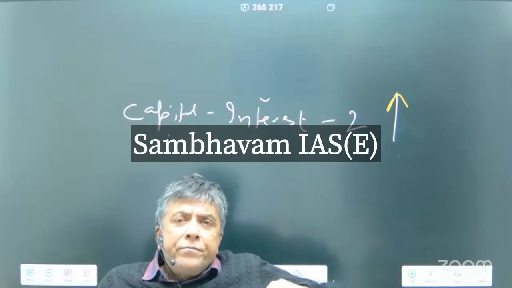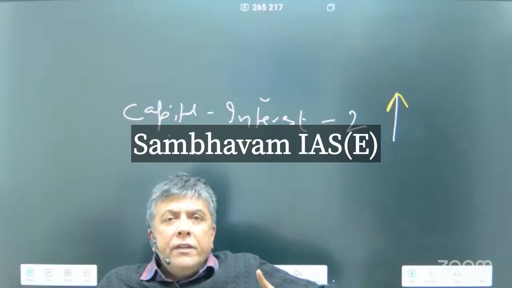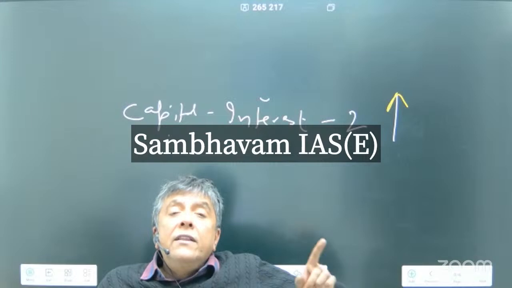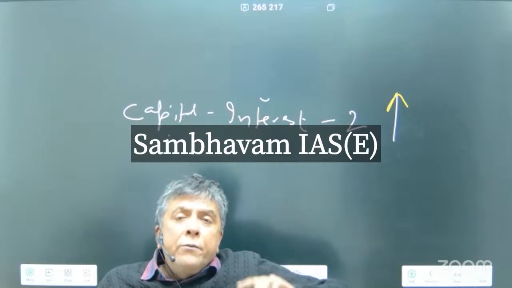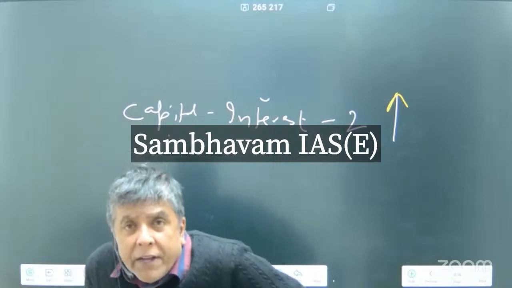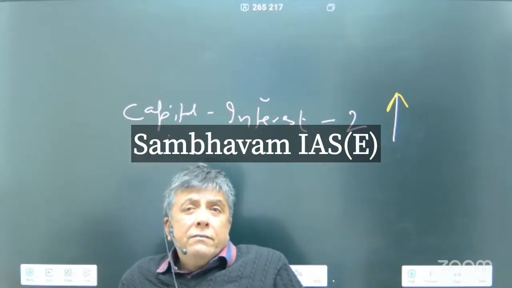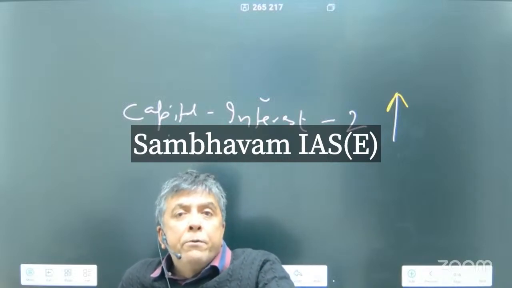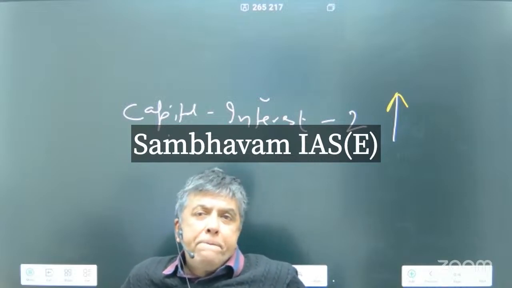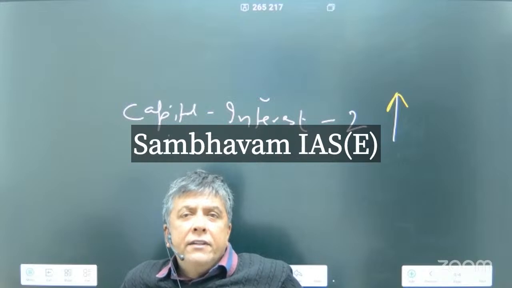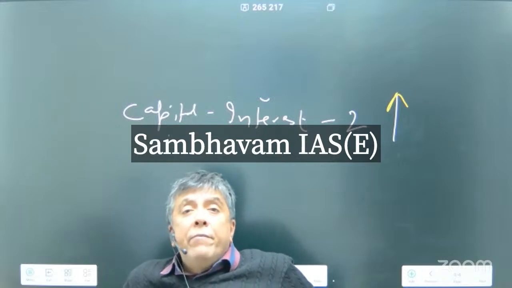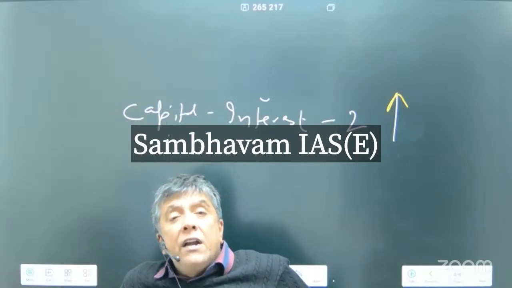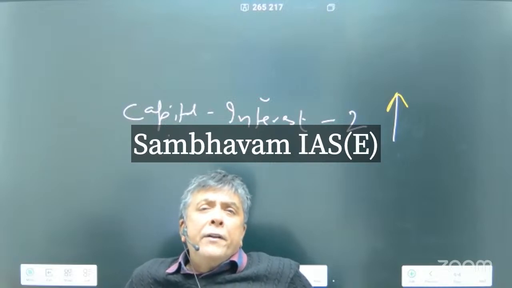Let us see the question. If demand for capital is increasing, but supply of capital is not responding in the same proportion, then what will happen? Demand for domestic capital is increasing at a very, very fast rate, but supply of domestic capital is not in the same proportion. So then what will happen in the market?